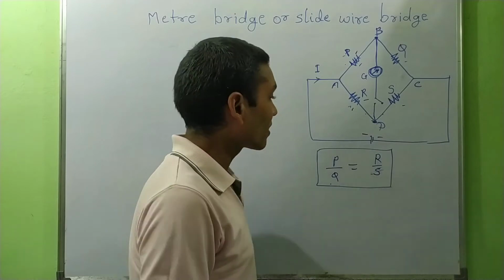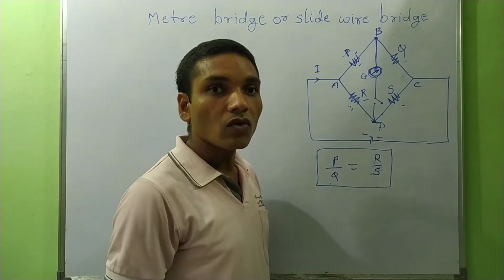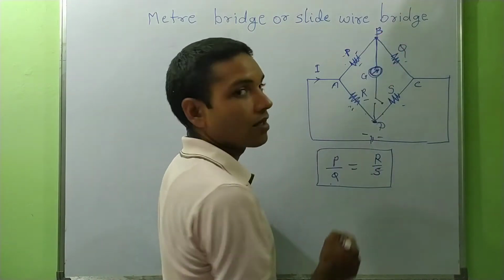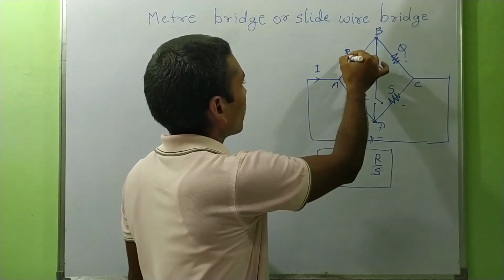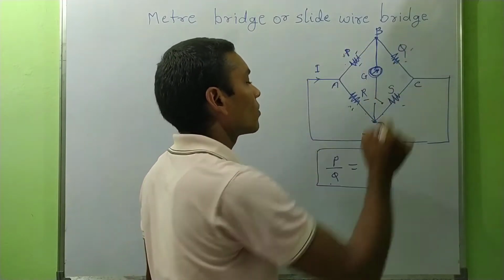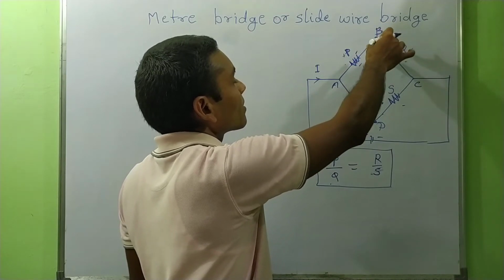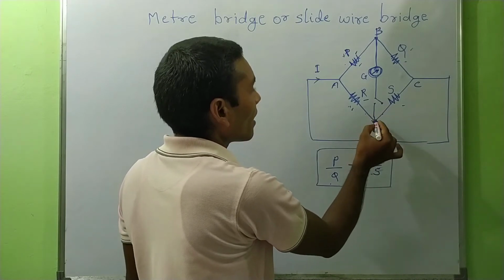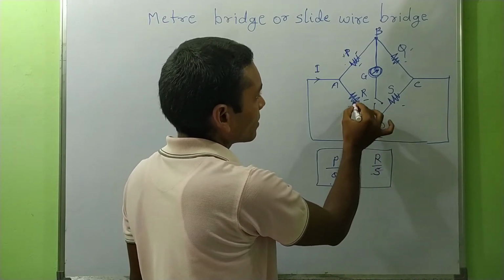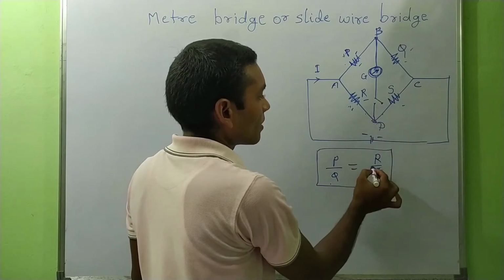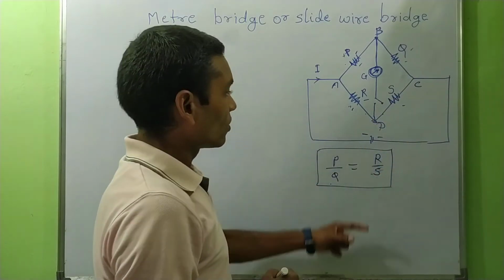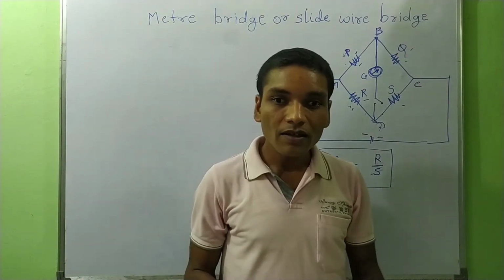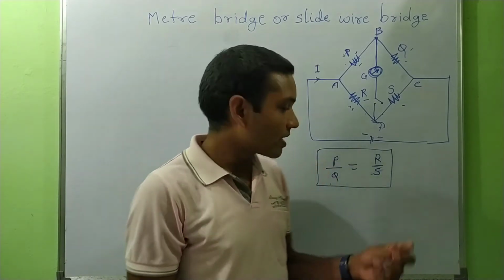In the balanced condition, let the resistance of this resistor be P and the resistance of this one be Q. The ratio of the resistances of two adjacent resistors is equal to the ratio of the resistances of the other two adjacent resistors, so this will be R upon S. This is the principle of the Wheatstone bridge, so the principle of the meter bridge should be the same.